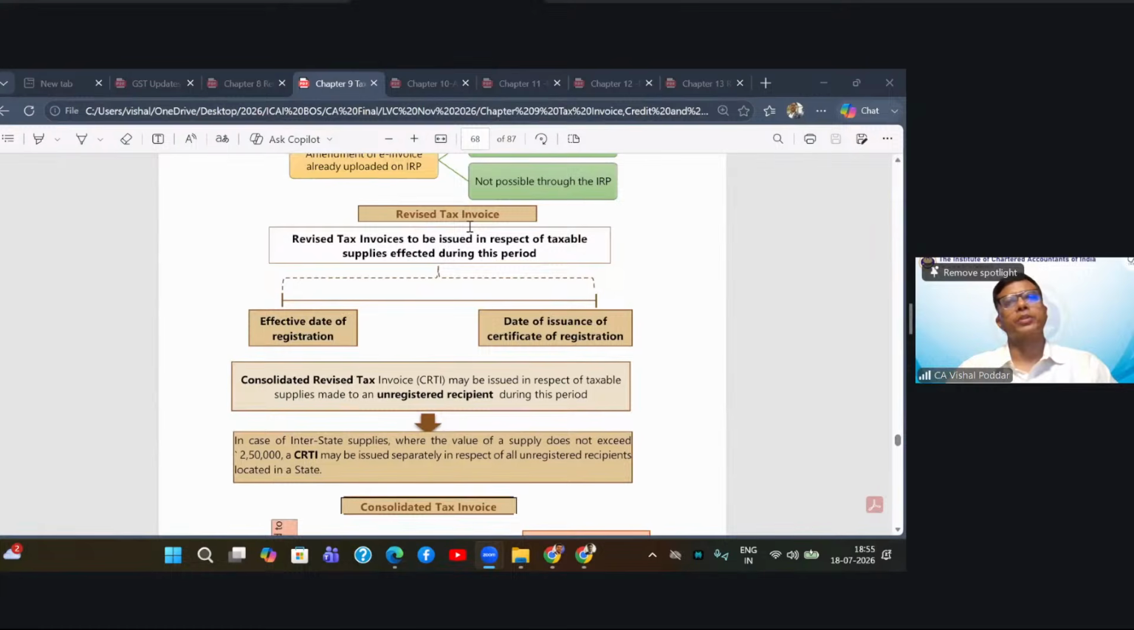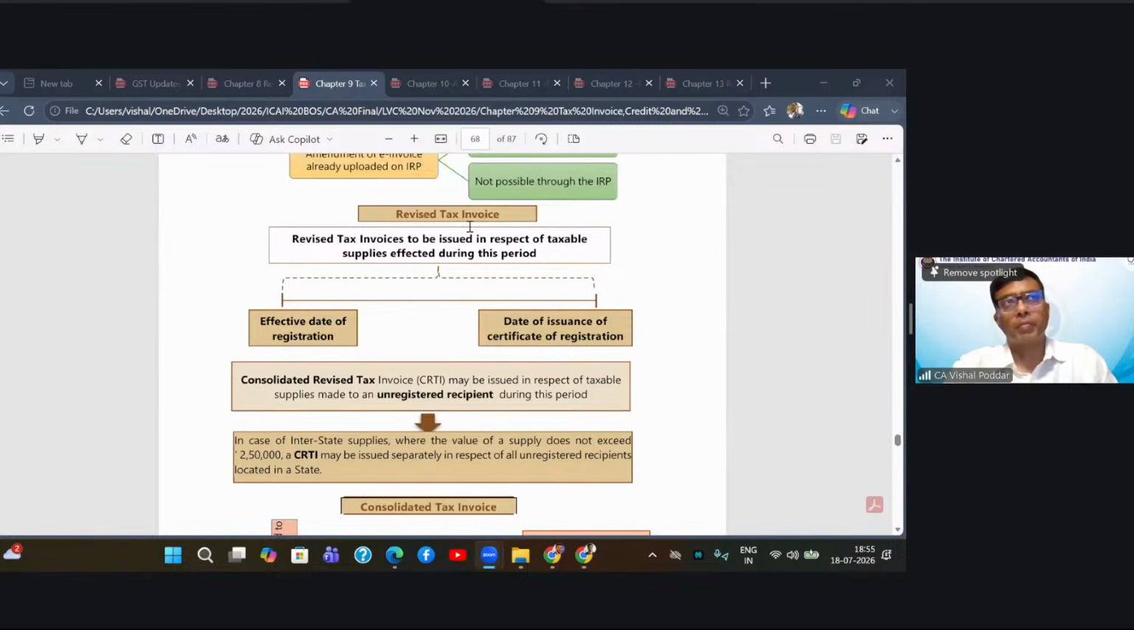Now then comes the next concept or the next type of invoice, which is the revised tax invoice. Dear student, let me inform you one thing. There is a misunderstanding about revised invoice. By the name, people interpret or understand it to be the correction of an invoice where some mistake has happened. This is the general understanding or interpretation from this term revised invoice. Let me inform you that is incorrect. GST law has no provision of revising or changing an already prepared invoice.